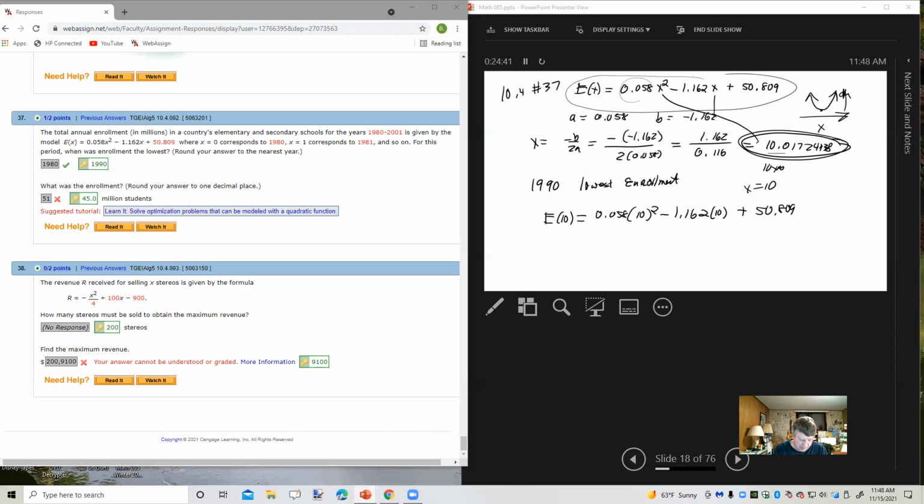0.058 times 10 squared, which would be like times 100, minus 1.162 times 10 plus 50.809. And I'm coming up with 44.989, and it said round to 1 decimal place. Well, rounding to 1 decimal place, the 8 would round up, turning this 9 into a 10, which would actually be 45. But since it's said to do 1 decimal place, it would be 45.0 million students, which is what we have right there.